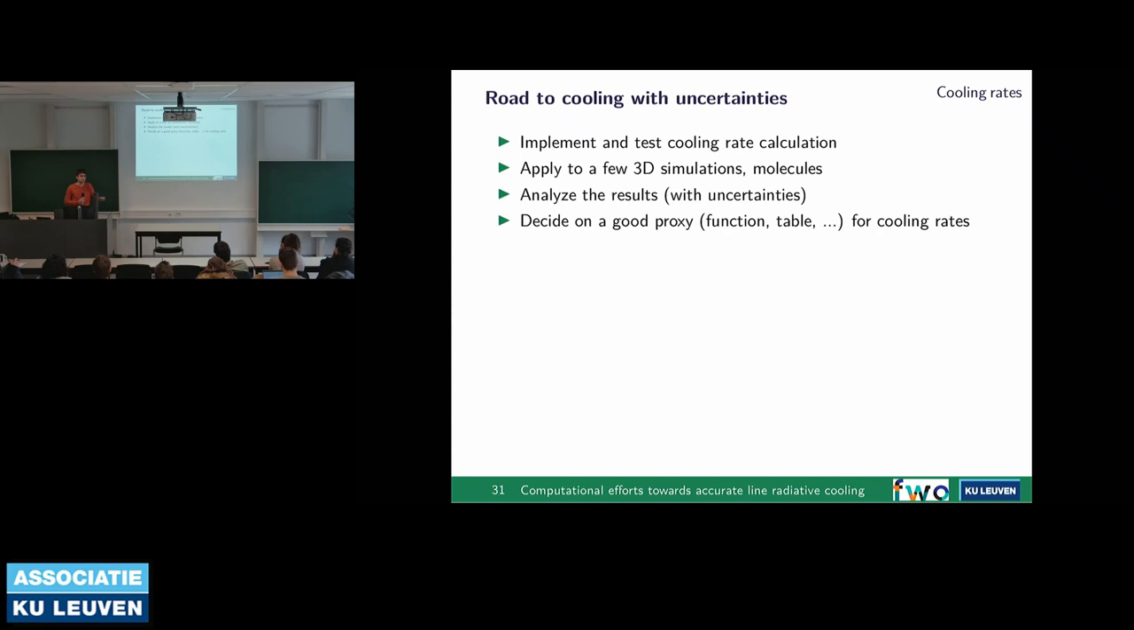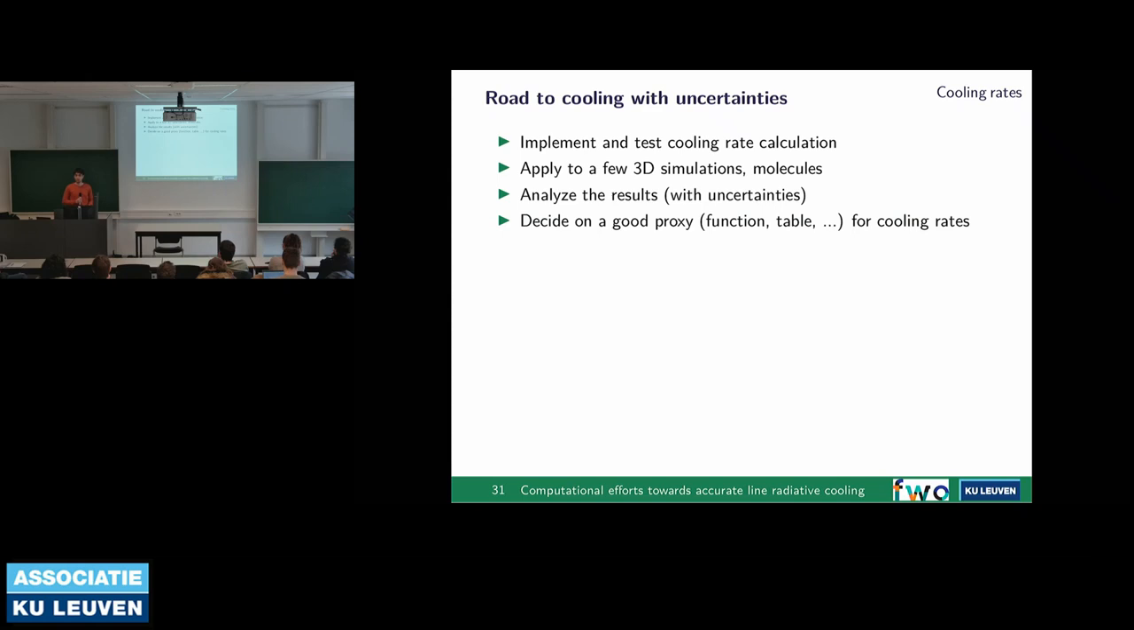Then I'll apply it to a few 3D simulations of AGB stars, and I'll test it for a few different molecules, because obviously different molecules result in different cooling rates. Then I'll analyze the results with some uncertainties, and I'll decide on a good proxy for computing the cooling rates, because I can't do this while the hydrodynamic simulation is running, because radiative transfer is just too slow, even with our optimizations. So on to uncertainties.